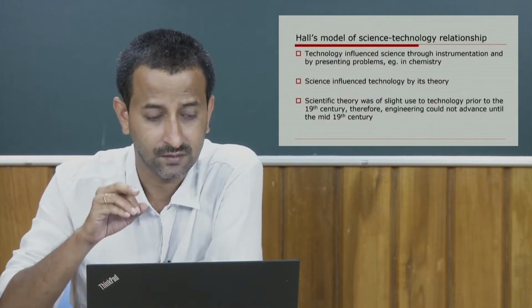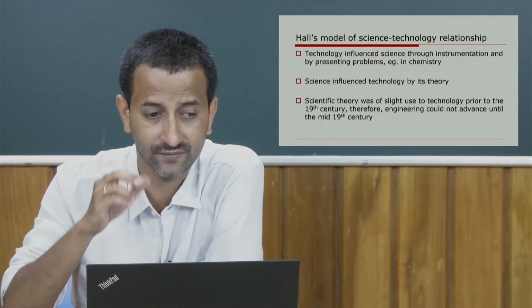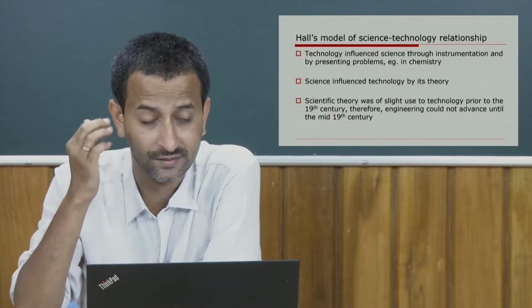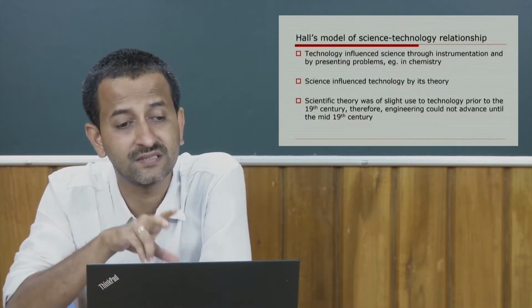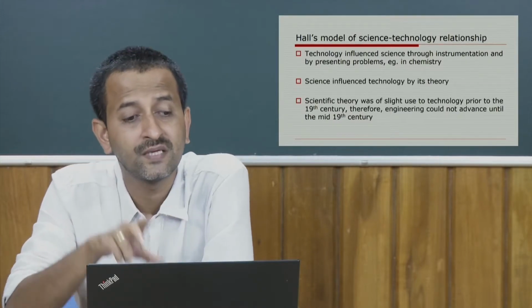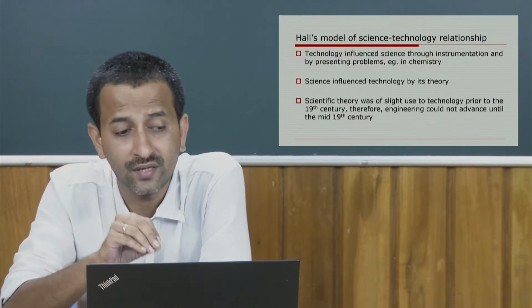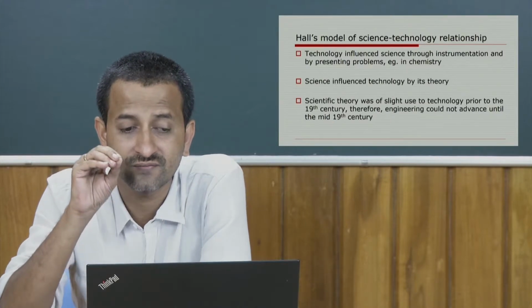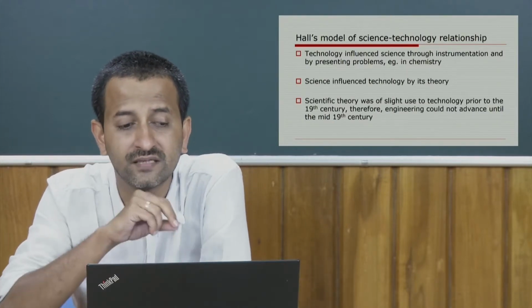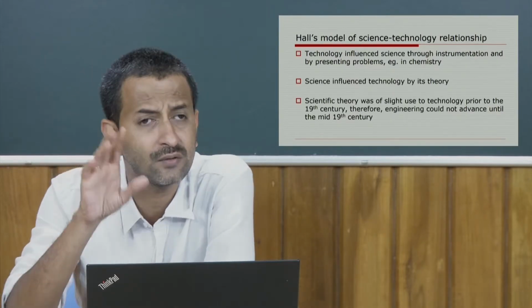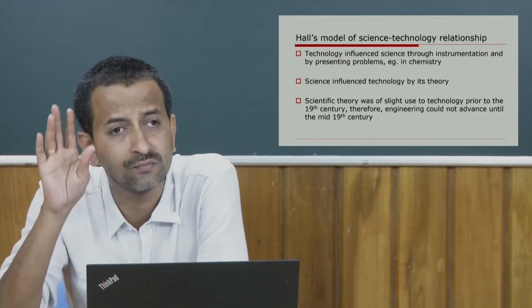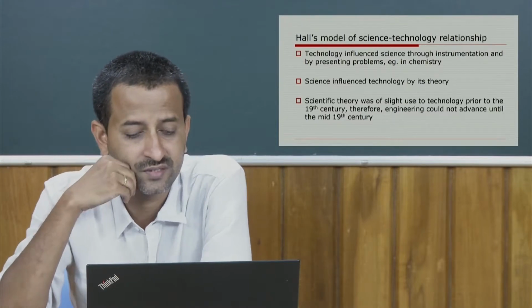But I mean, Hall's model of the science-technology relationship: technology influenced science through instrumentation and by presenting problems, such as in chemistry. Science influenced technology by its theory. Scientific theory was of slight use to technology prior to the 19th century. Therefore, engineering could not advance until the mid-19th century. That was Hall's argument, Hall's model of the science-technology relationship.